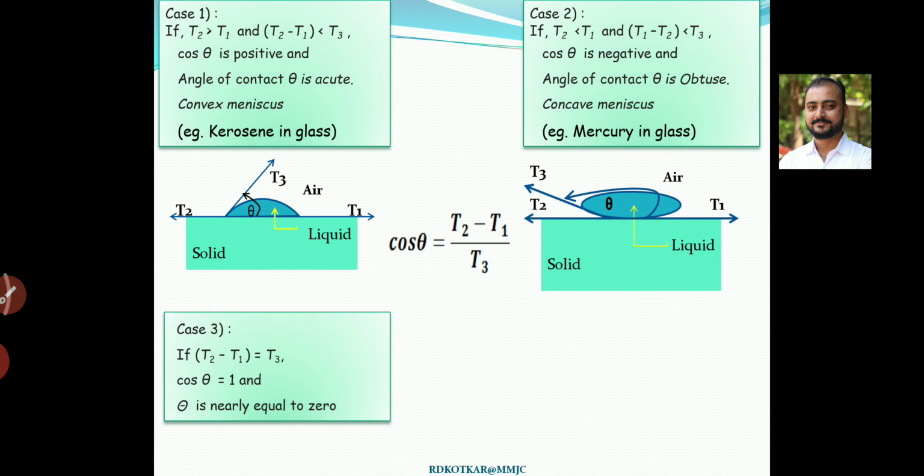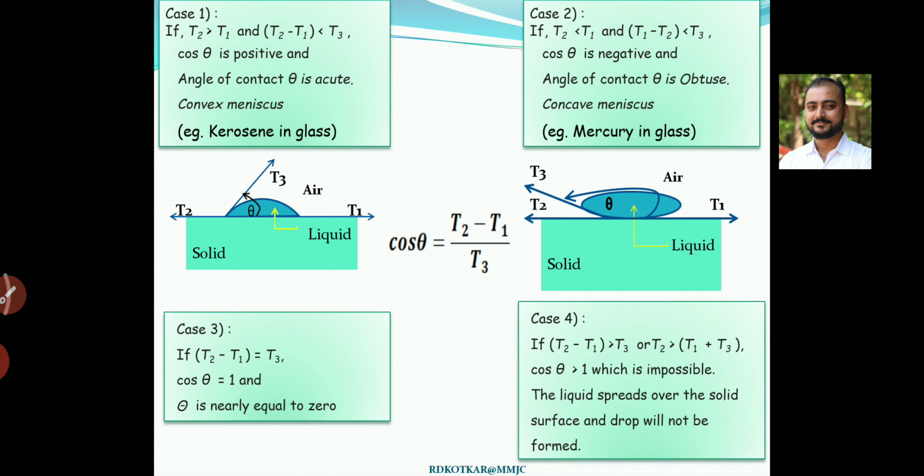Then case 3. What is case 3? In which T2 minus T1 is equal to T3. Here T2 minus T1 is positive, as well as T2 minus T1 is equal to T3. So in that case, cos theta is equal to 1, and so theta is nearly equal to 0. The value of cos theta is 1 for a zero value of angle, so theta is equal to 0. That is your case 3.